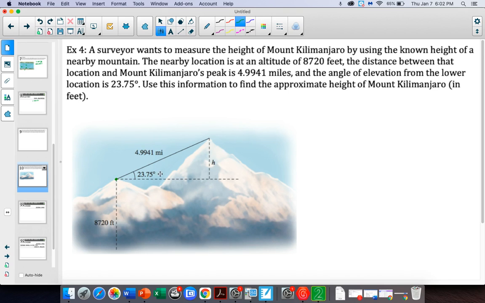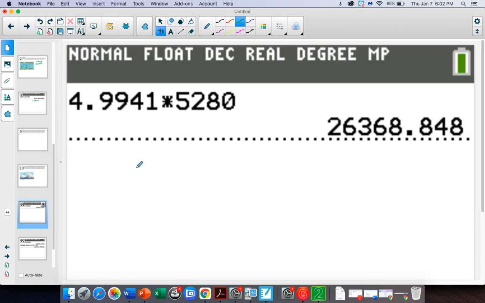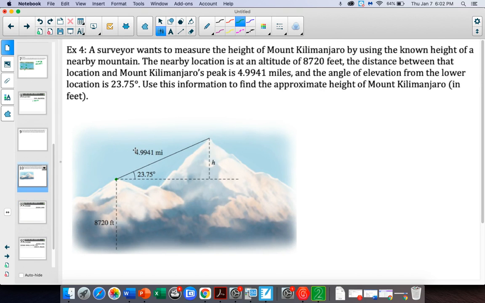So, a couple of things that we need to do here. First, we have different units, right? This measure is in feet, this measure is in miles, so we need to convert. It does specify that our final answer should be in feet, so let's go ahead and convert this distance to feet, right? So we get that 4.9941 miles is 26,368.848 feet.